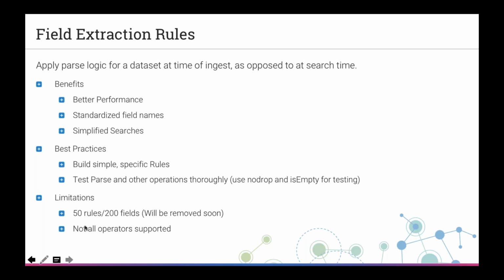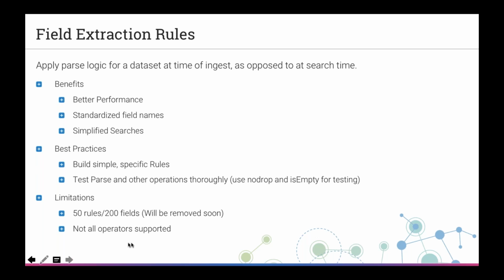There is a limitation, however. There's a limitation of 50 rules or 200 fields, whichever you hit first. This will be removed soon. I wouldn't worry too much. I don't think we have any customers that have reached this. If you feel like you're reaching any of these limits, let us know. Open a support ticket, and we can certainly help you with those fields as well.